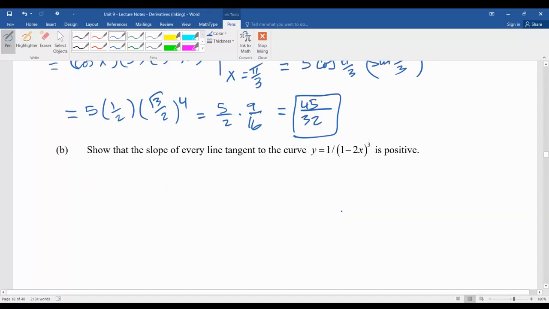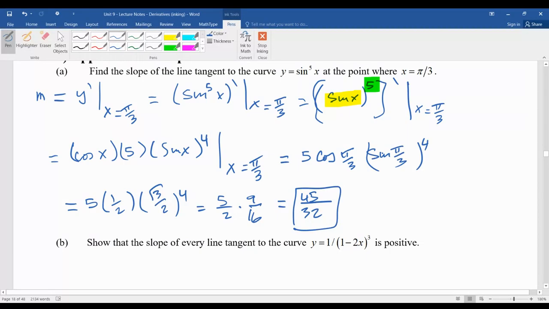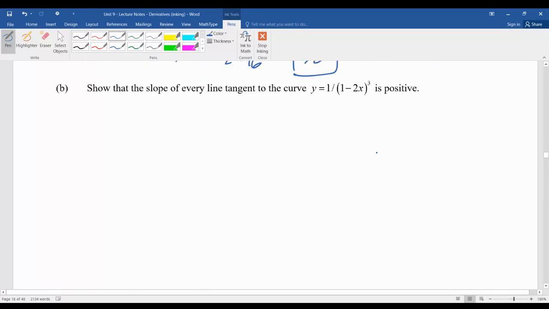Example B, oh, did we answer? Yeah, okay, so before we go to example B, this is the slope of the line tangent to the curve y equals sine to the fifth of x at the point where x equals pi over 3. Let's go to example B.